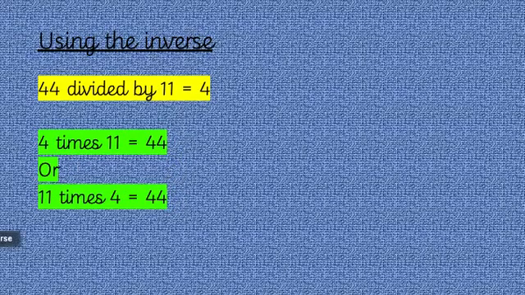And again, very similarly, 44 divided by 11, so if you have 44 cupcakes and 11 people, you give them out equally between everyone, everyone gets 4 each. Because we know that fact, we can then tell that 4 times 11 is 44, or 11 times 4 is 44. And again, we've just swapped those numbers around. The sum is exactly the same, they're just in a different order.